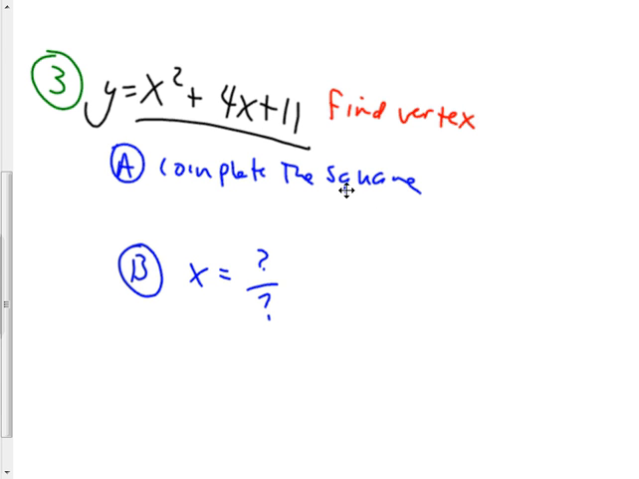So we're going to complete the square to find the vertex. We're also going to use this little formula that I'm trying to test you on to see if you remember this little mini formula that's built into the quadratic formula that tells you the vertex. Do it both ways. 1 point for complete the square, 1 point for using the little mini formula.